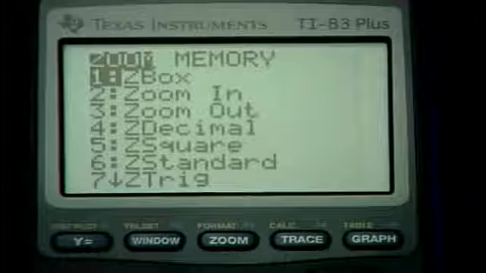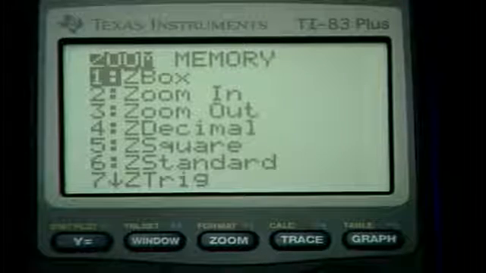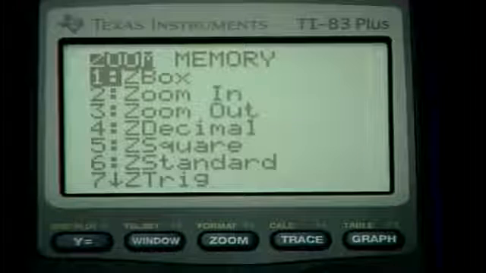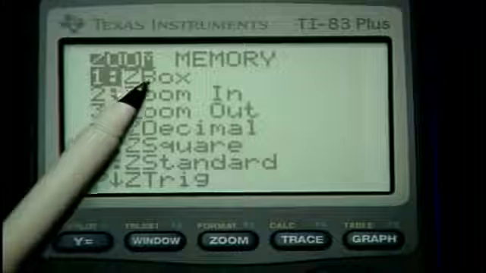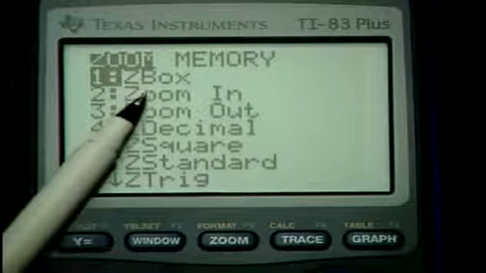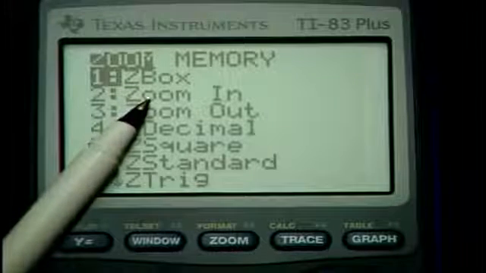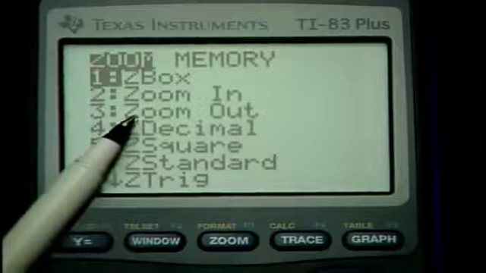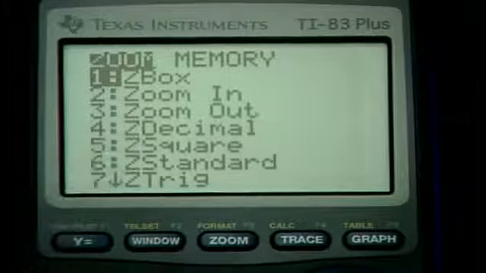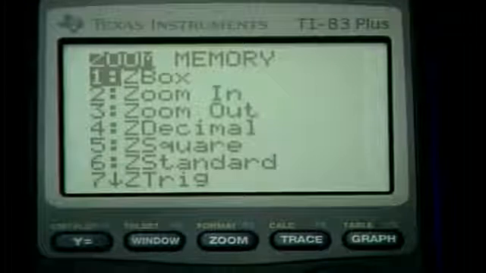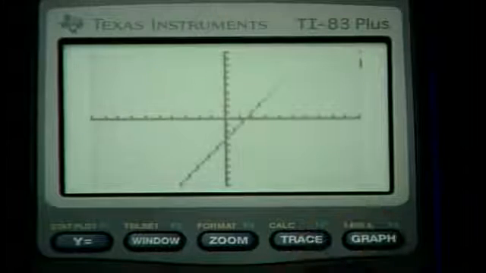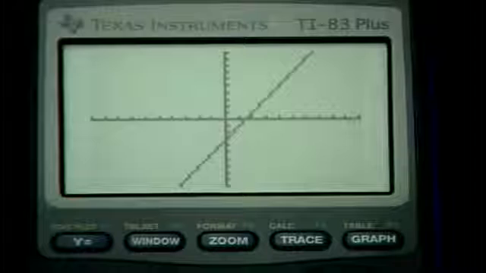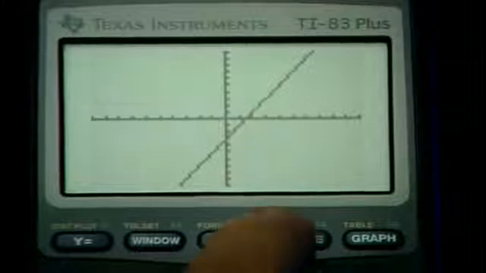The zoom feature allows us to zoom in or out in various ways, and we'll also investigate these in just a little bit. But do notice that we can zoom in on a box that we create. We can zoom in at a point that we designate. We can zoom out from a point that we designate, and so on. The trace feature we'll look at in a little while. Here's the graph of the equation that we just entered. Now, let me show you the trace feature.